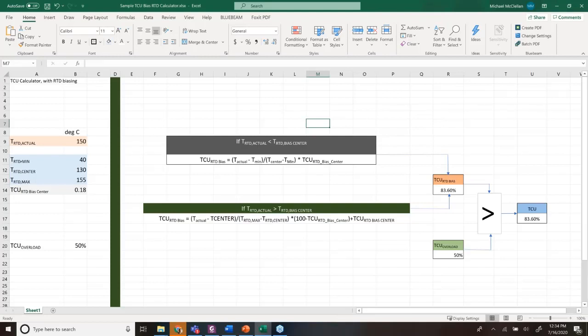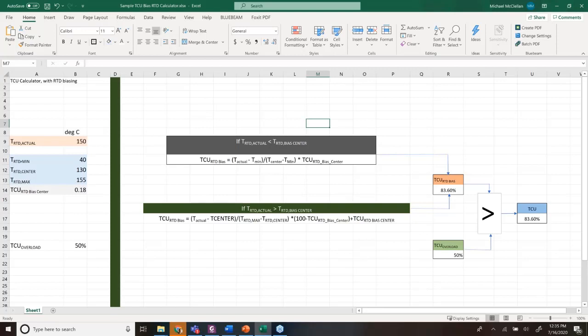So let's take it from right to left, which is, I think, the easiest way to understand what I'm trying to show here. At the end is our output, all the way to the right, and that is our thermal capacity used. In order to get that, we're going to compare the thermal capacity used in the RTD bias model against the thermal capacity used that is calculated by the overload model. The greater of those is what the relay is going to see and use. So I'm trying to show that those go into a comparator and the greater of the two comes out.